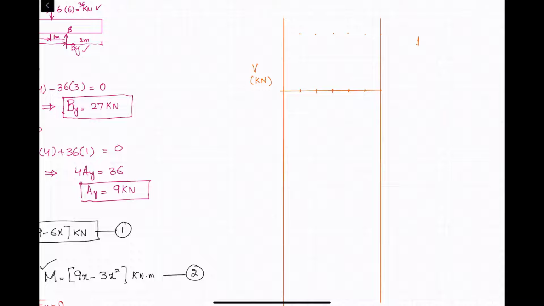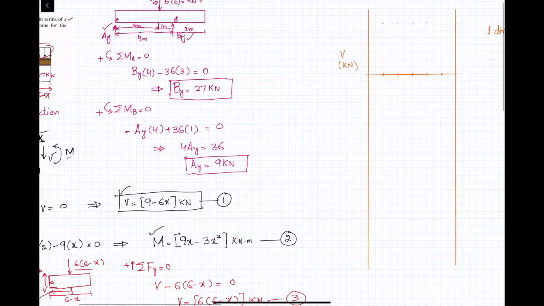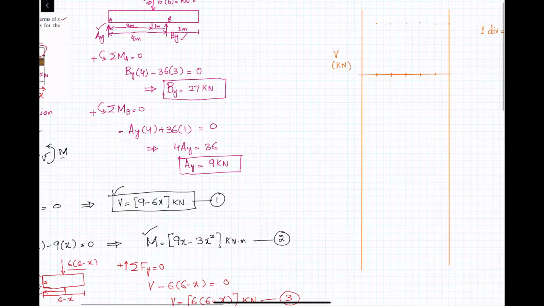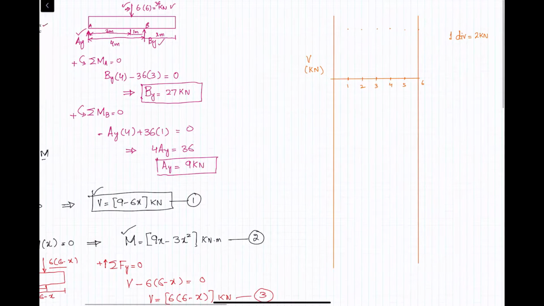And one division vertically is taken as, let's say, 2 kilonewton. So first we will draw the shear force diagram. You can see for x, this is 4 meter, this is 5, this is 6, and 1, 2, 3.